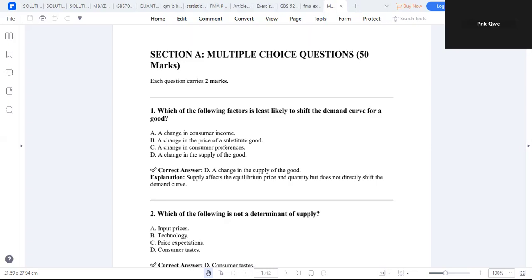So, of these determinants of demand, only what? Price does not cause a shift. That one causes a movement along the demand curve. The shift can either be to the right or to the left if there's an increase or decrease. I repeat, we use the term ceteris paribus, a Latin term which means all things equal.